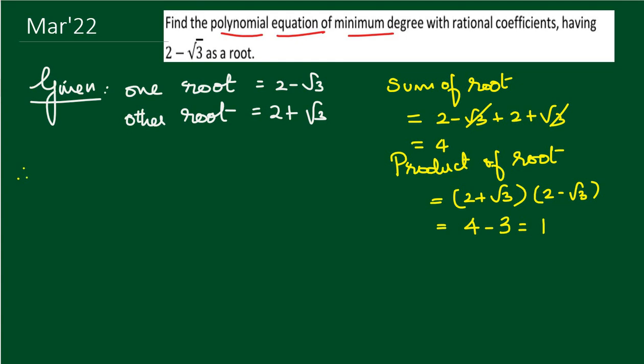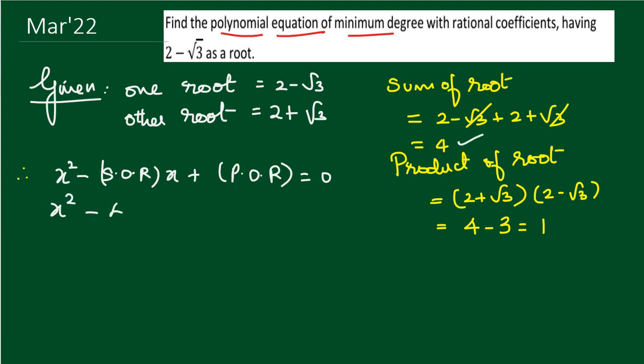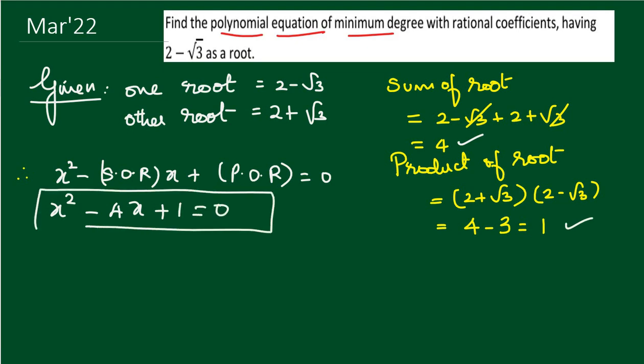Therefore, the polynomial equation of minimum degree, that is the quadratic equation, can be written as x square minus sum of the roots into x plus product of the roots is equal to 0. That is x square minus 4x plus 1 is equal to 0, which is the required polynomial equation of minimum degree.